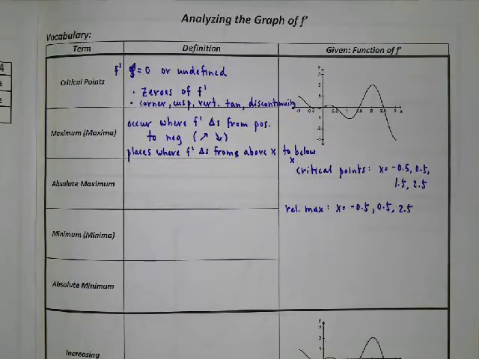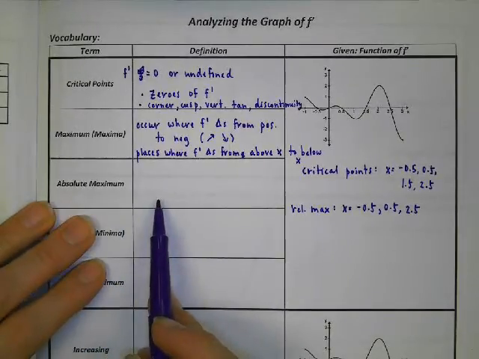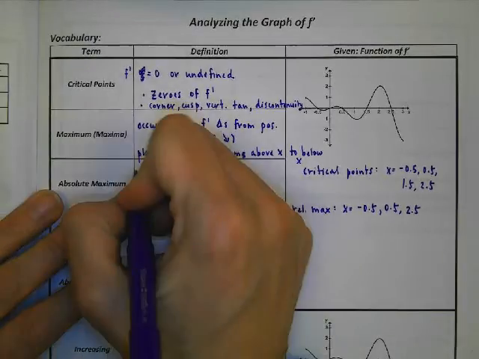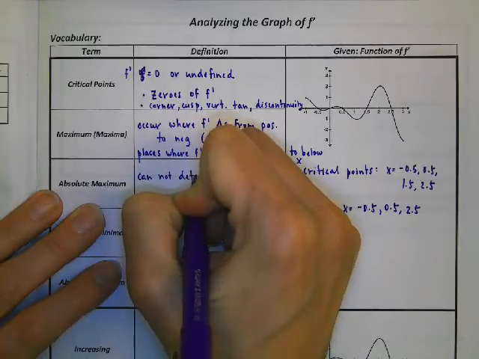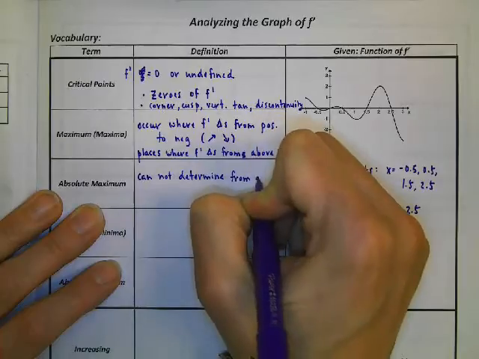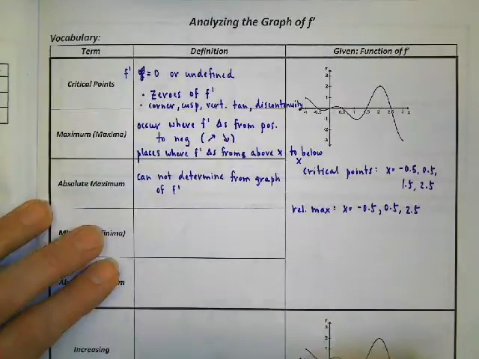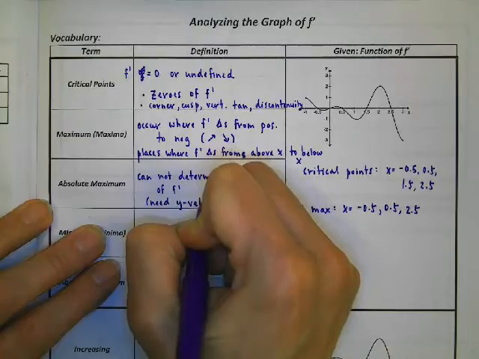Now, those are all of our relative maximum values. So when we're talking about absolute maximum, we actually would need to know the y values of these, or the y coordinates of these x values, which we can't get from this graph. So I'm just going to say we cannot determine absolute min or maxes from the graph of f prime, right? Because we need the y values, and we're not going to get that from this graph.